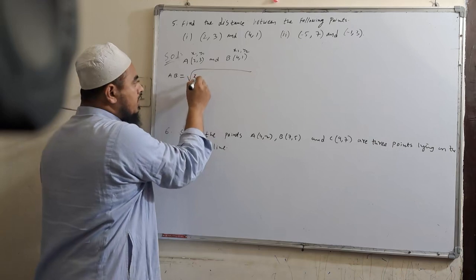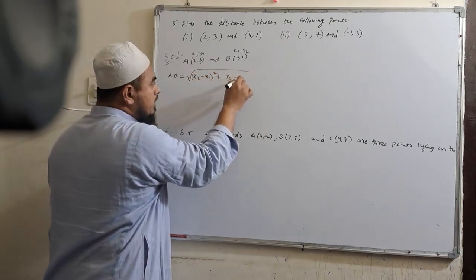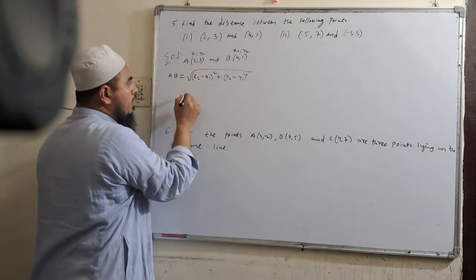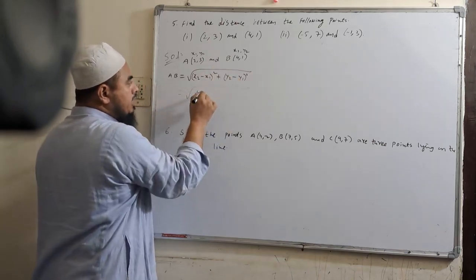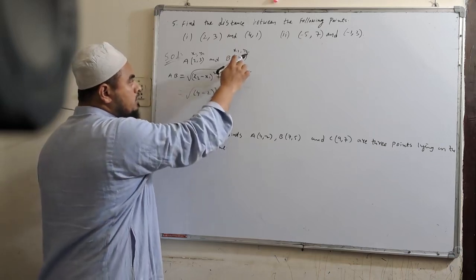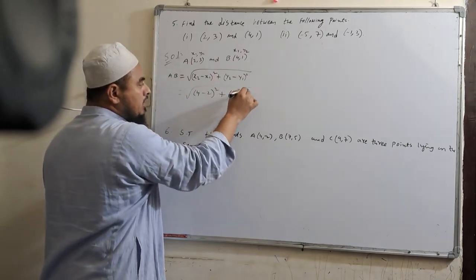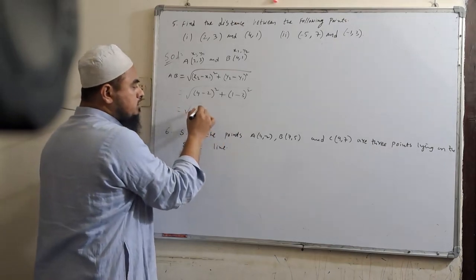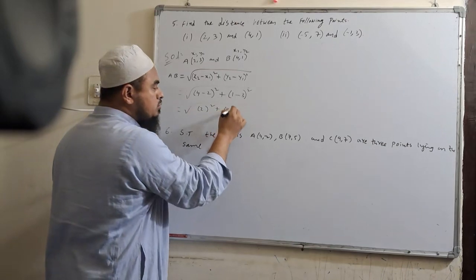And we have the formula that square root of (x2 minus x1) square plus (y2 minus y1) square is the distance between A and B. Okay, so now the value of x2 is 4 minus x1 is 2 square. The value of y2 is 1 minus the value of y1 is 3 whole square. Okay, now 4 minus 2 is 2 square, and here 1 minus 3 is minus 2 square.